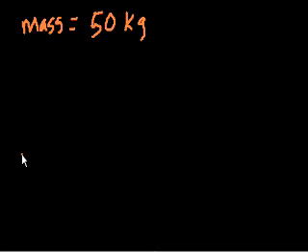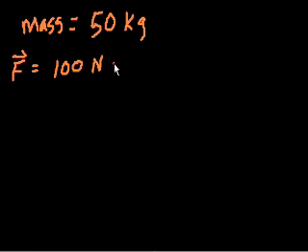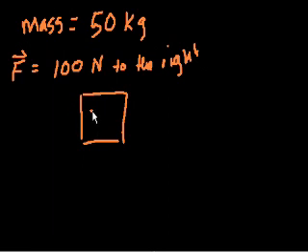We're in deep space, so we don't have the force of wind and the force of gravity acting on us, etc., etc. We know that force is a vector. So let's say I apply a force of 100 newtons, and let's say I apply it to the right. So this is the object, 50 kilograms, and I'm applying a force to the right of 100 newtons.